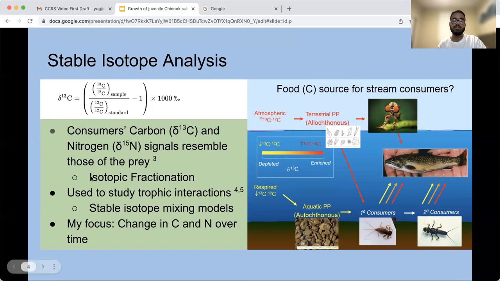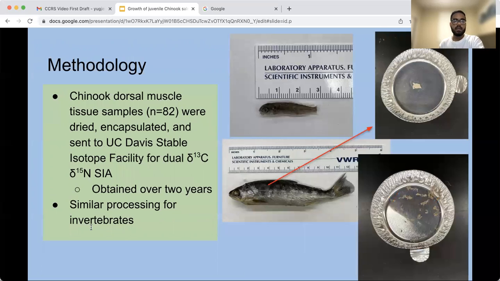My focus is to study the change in carbon and nitrogen over time to see how it's changing. And it basically depicts how their diet is changing over time. My methodology is to dissect Chinook salmon dorsal muscle tissue samples, which were obtained from 82 different individuals. They were dried, encapsulated in tin capsules, and sent to UC Davis for dual carbon and nitrogen stable isotope analysis.